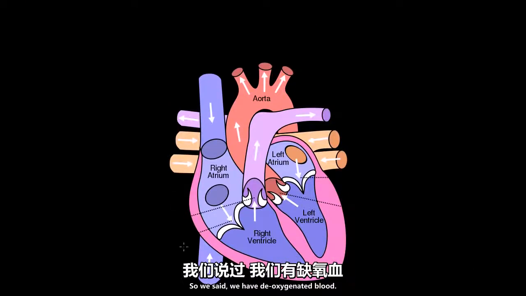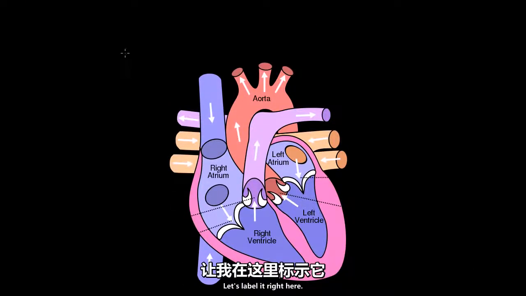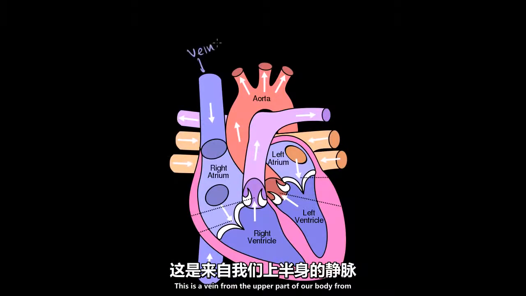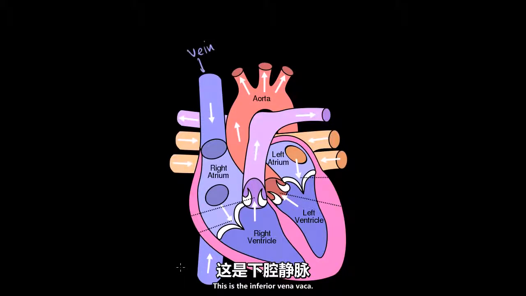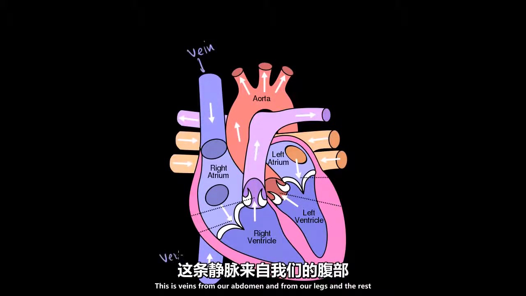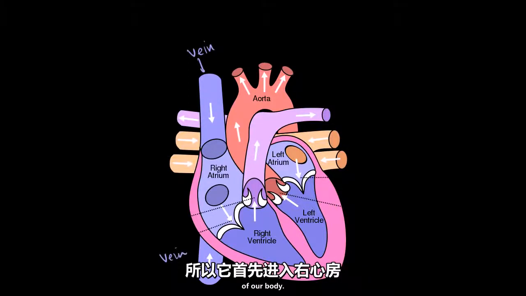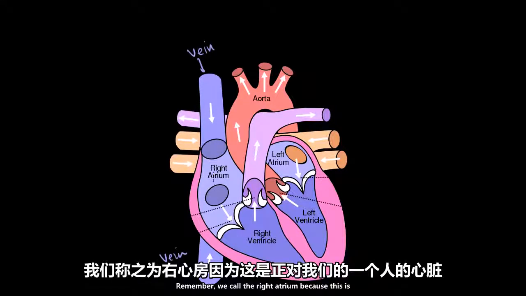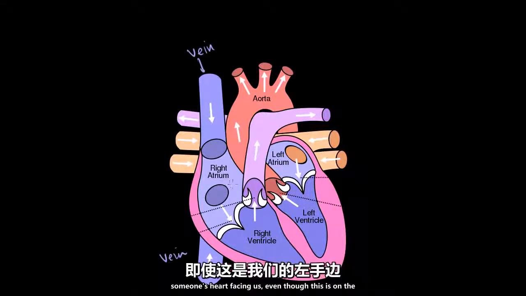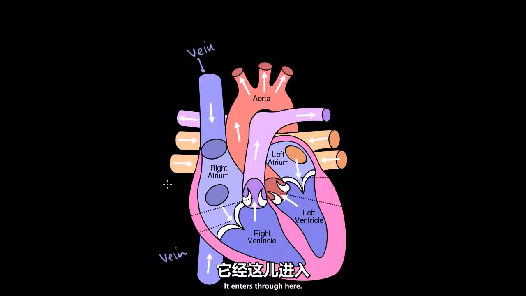So we said we have deoxygenated blood. Let's label it right here. This is the superior vena cava. This is a vein from the upper part of our body, from our arms and head. This is the inferior vena cava. This is veins from our abdomen and from our legs and the rest of our body. So it first enters the right atrium. Remember, it's the right hand. We call it the right atrium because this is someone's heart facing us, even though this is on the left-hand side. It enters through here.